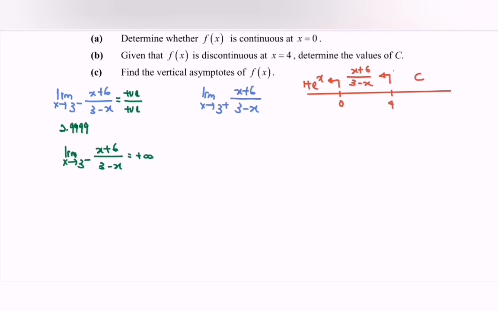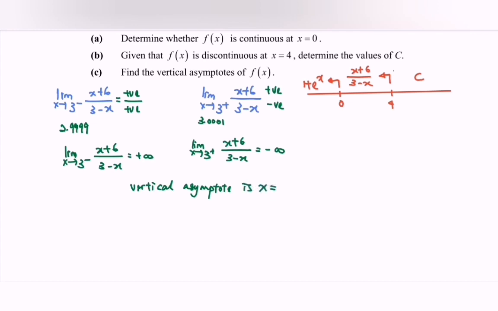For 3 from the right, we substitute 3.0001. Here the numerator is a positive value, and the denominator is a negative value. So the limit when x approaches 3 from the right for the function (x + 6) over (3 − x) is negative infinity. So the vertical asymptote is x equals 3.